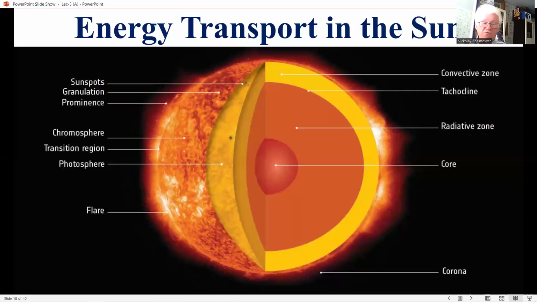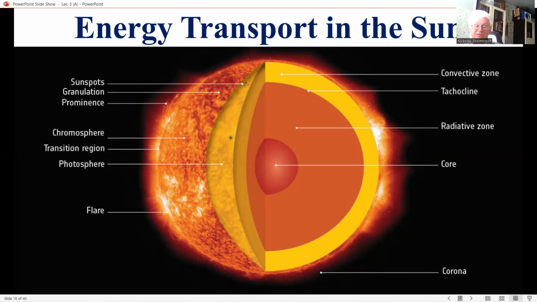Now you are ready to follow the energy from the core of the sun to the surface. The surface is cool, only about 5,800 Kelvin, and the center is over 10 million Kelvin. So energy must flow outward from the core, right?